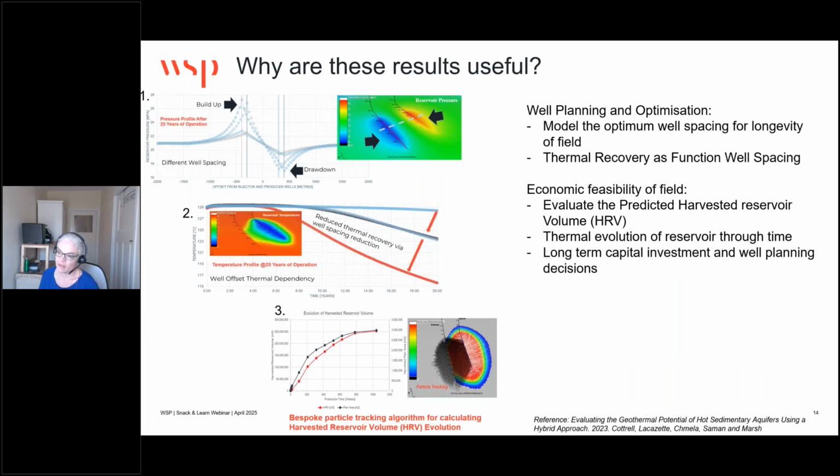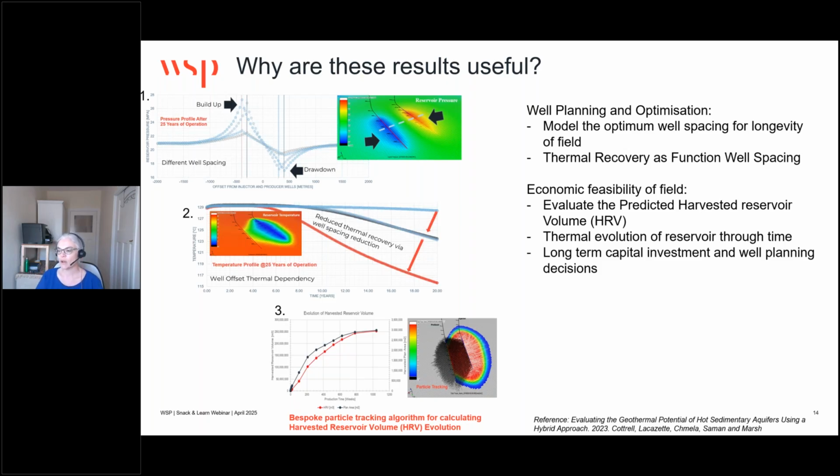So why are these results useful? Well, understanding the reservoir temperature and pressure evolution through time and during multiple simulations will help to constrain well planning and optimization. So this includes modeling the optimum well spacing for longevity of field and thermal recovery, and as a function of the well spacing.